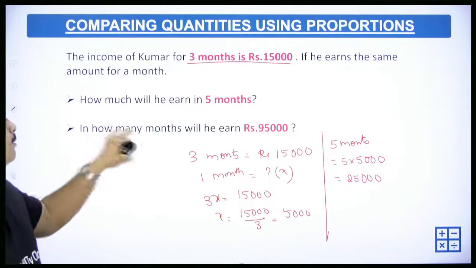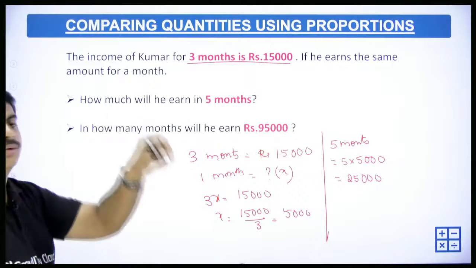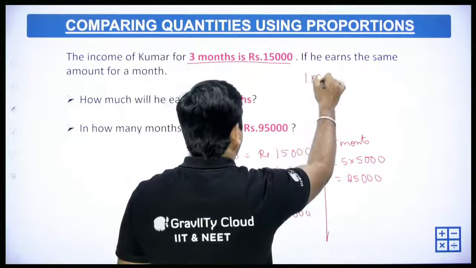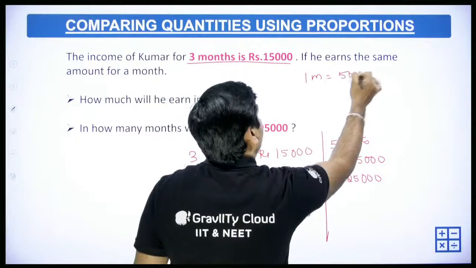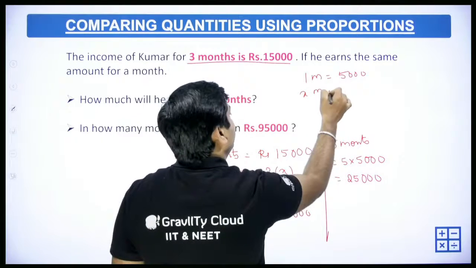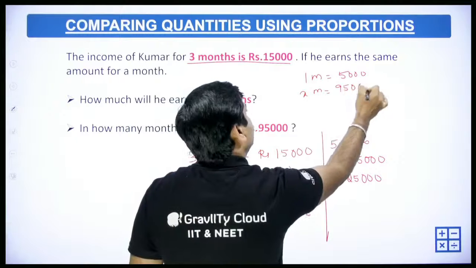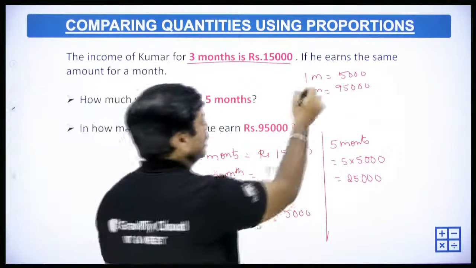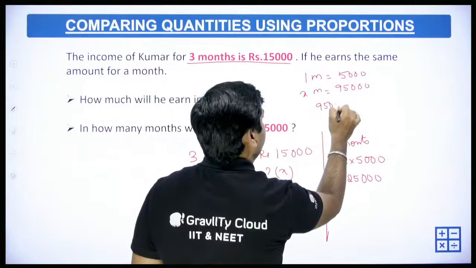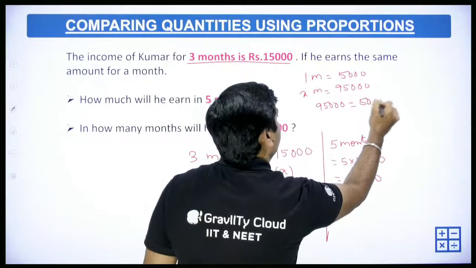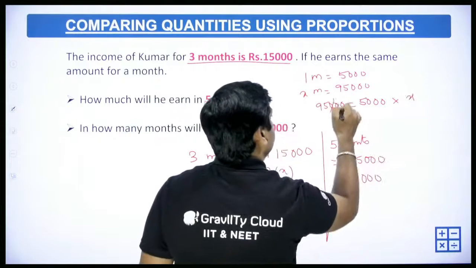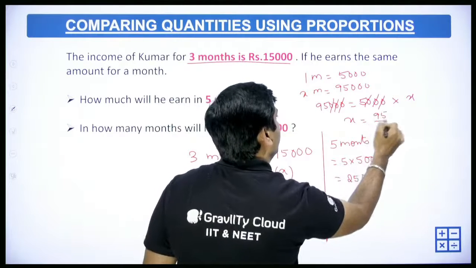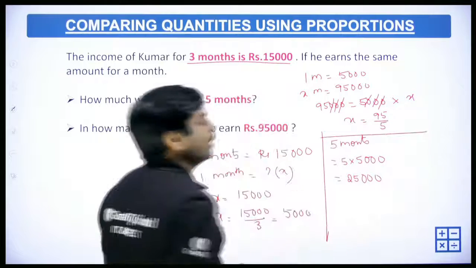And in how many months will he earn 95,000? For 1 month, if he earns 5,000, in how many months will he earn 95,000? Same method, cross multiply now. 1 into 95,000 is equal to 5,000 into x. The zeros get cancelled. x is equal to 95 by 5.